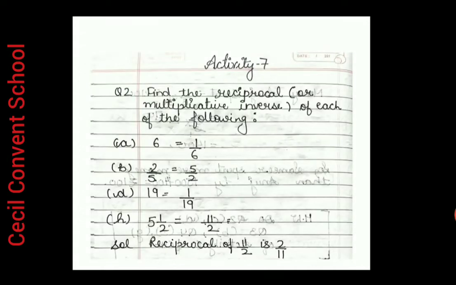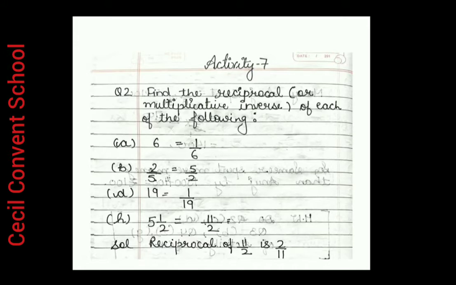Good morning, students. Today we do activity 7, question number 2. Question number 2 is find the reciprocal or multiplicative inverse. Reciprocal means multiplicative inverse only, of each of the following. Clear? You already did question number 1 in the previous class. So question number 2 is the same as question number 1. Clear? So you have to write the reciprocal of 6.